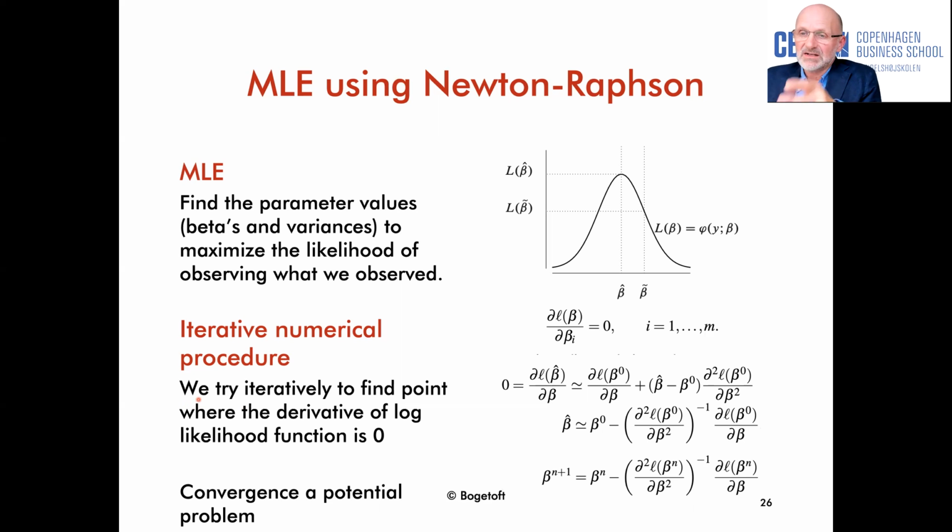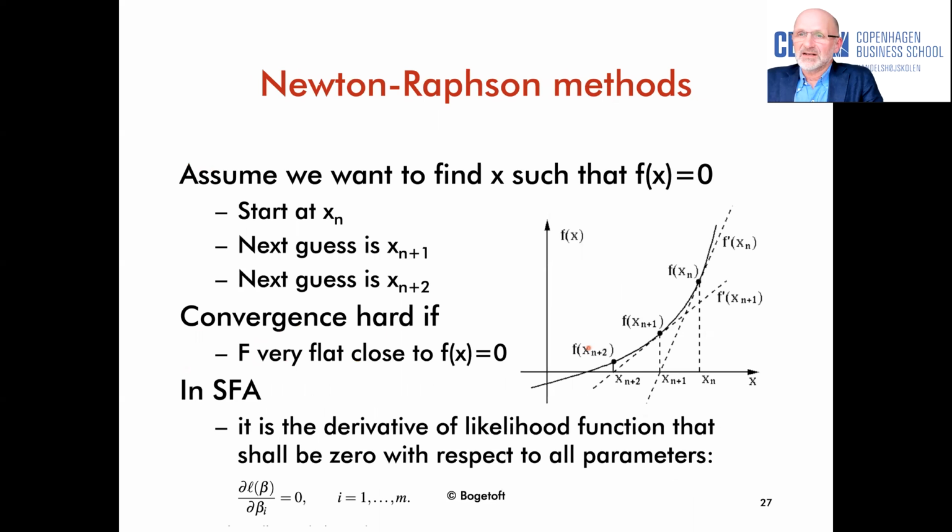But basically, we try iteratively to find the point where the derivative of the likelihood is 0, as I said here. But using this procedure, which involves derivatives, and also, as you can see, second order derivatives, if you have a really flat function, it's not only going to be zero, but the function is also going to be very flat when it crosses the x-axis, and that is what creates the problem. Let me illustrate that in an example here.